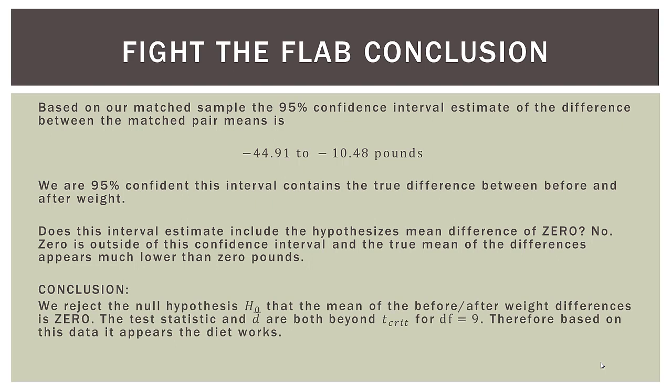So what is our conclusion? We reject the null hypothesis that the mean of the before and after weight differences is 0. So the test statistic and D bar are both beyond our t-critical value for the degrees of freedom of 9. Remember, we think it was negative 1.833, and our test statistic was negative 2.95. Therefore, based on this data, it appears that the diet works.